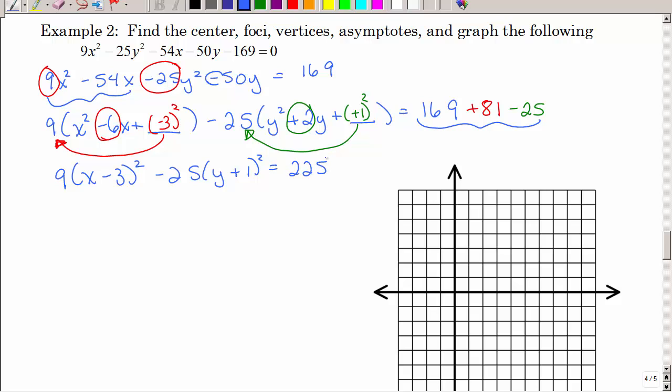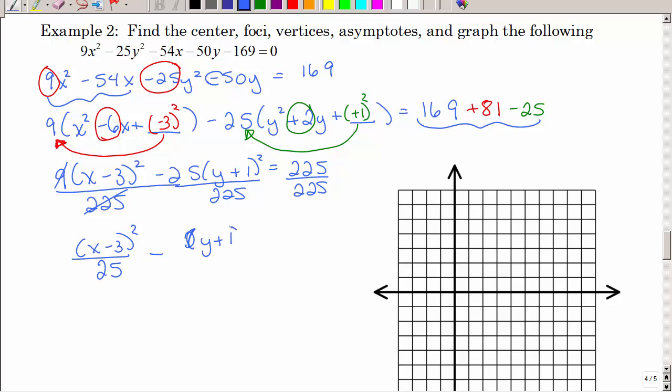Looking better. The last thing I have to do is get this to be 1, so I'm going to divide everything by 225 and reduce those fractions. And guess what? 9 goes into 225 25 times. 25 goes into there 9 times, and we have 1. So there's my standard form. From there I should be able to get everything.